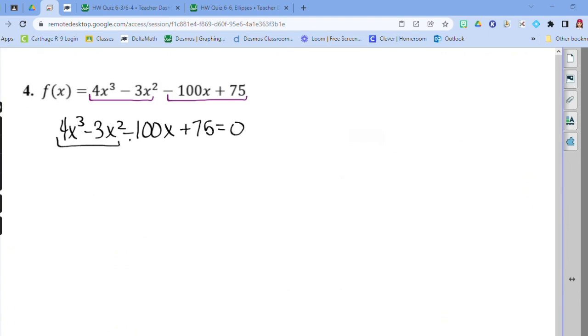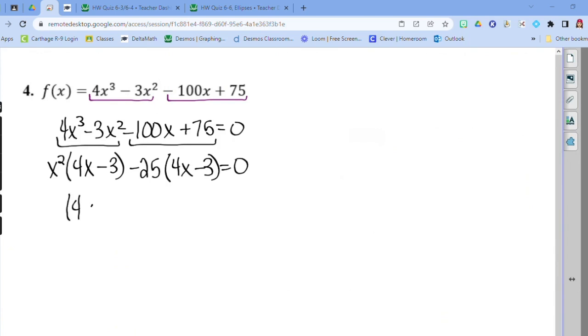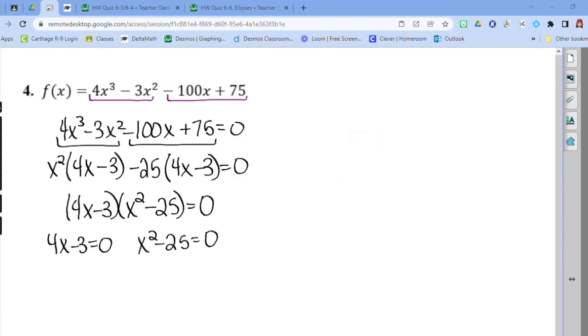And look at them 2 at a time. So on the first 2, I'm going to factor out an x squared. So I have 4x minus 3. The next 2, I want to factor out a negative 25. And I have 4x minus 3. So I have 4x minus 3, x squared minus 25. I can set these now equal to 0 and solve. 4x minus 3 equals 0. x squared minus 25 equals 0.